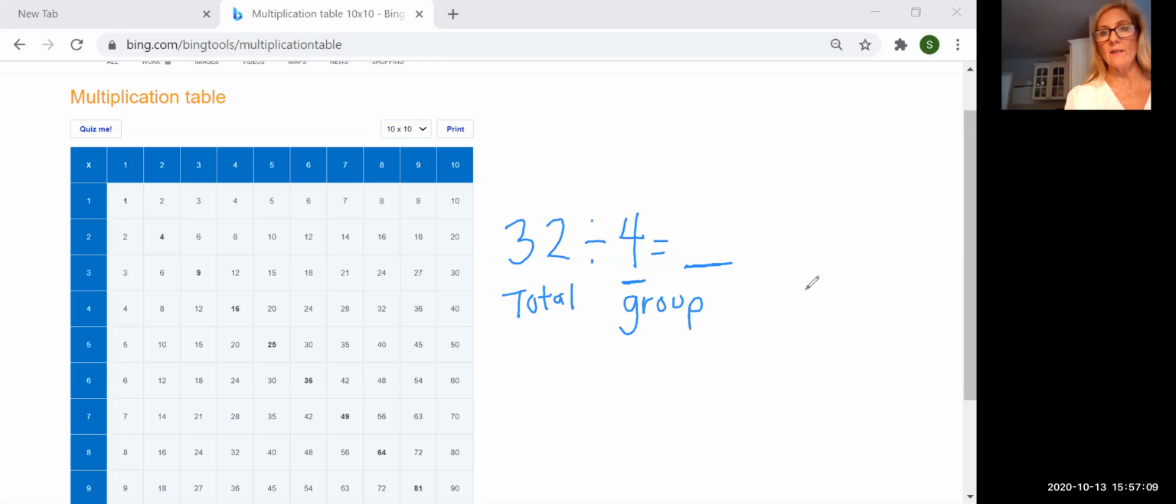So here's what I'm going to do. I'm going to take the divisor, which is this number right here, 4 in this case, and I'm going to go to that location on the multiplication table. And then I'm going to go ahead and find my total. So I look across here until I find my total. I have 32 total pizzas. I know I'm making groups of 4, or there's going to be 4 groups. The other factor right here will tell me the answer of how many are in each group. And that's how we're going to use the multiplication table to practice our division facts.